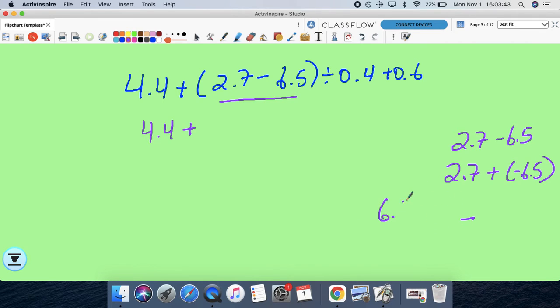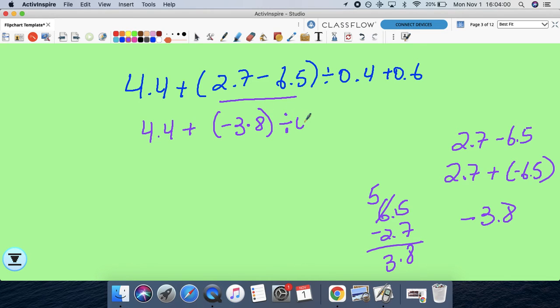Negatives, right? So how much? Well, let's do 6.5 minus 2.7. Borrow. 15 minus 7 is 8. 5 minus 2 is 3. So it's negative 3.8. So let me put here negative 3.8 divided by 0.4 plus 0.6.